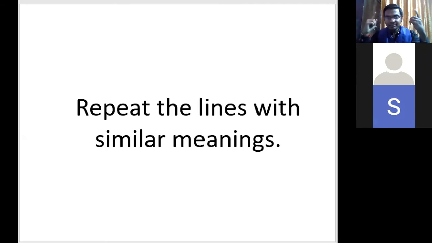The idea is the same, you are using different words, different sentence structures. Now, since the idea is the same, automatically your mind will remember its usage. Best technique to learn English. If you keep on repeating the lines with similar meanings, your mind will gain the meaning and automatically you will learn grammar, structure, vocabulary and everything. Repeat the lines with similar meanings.